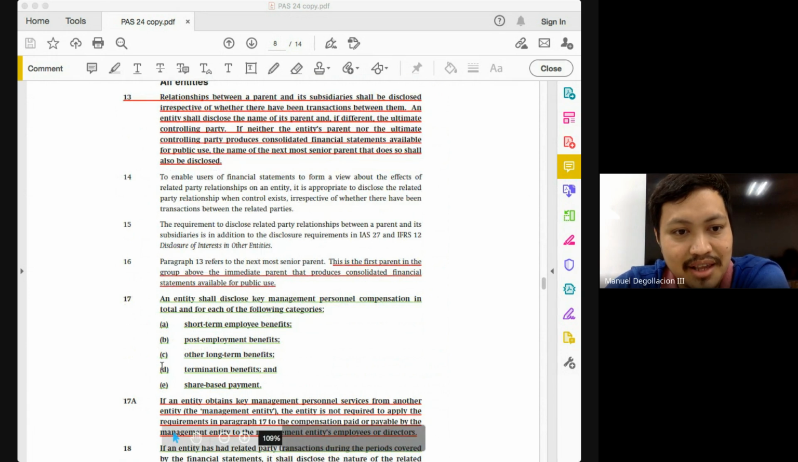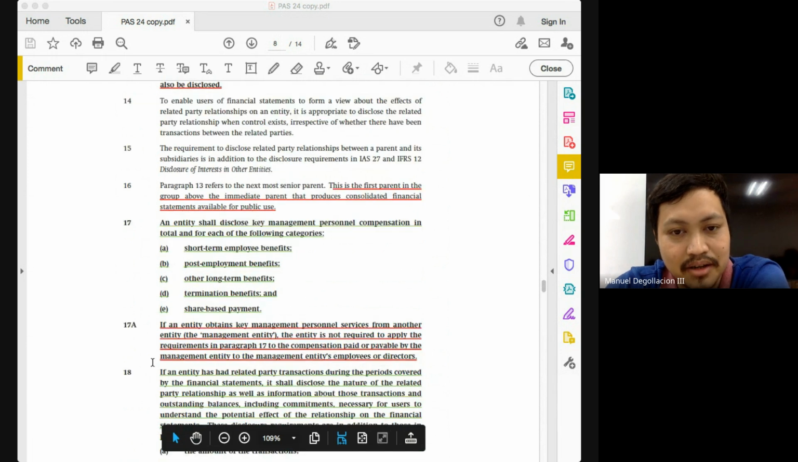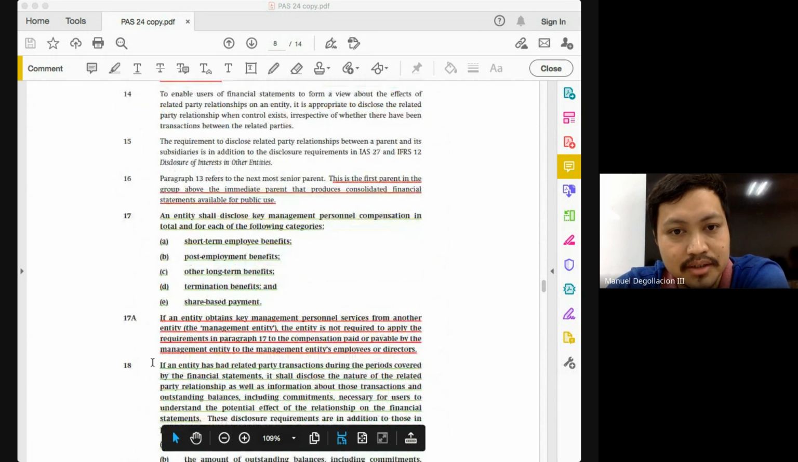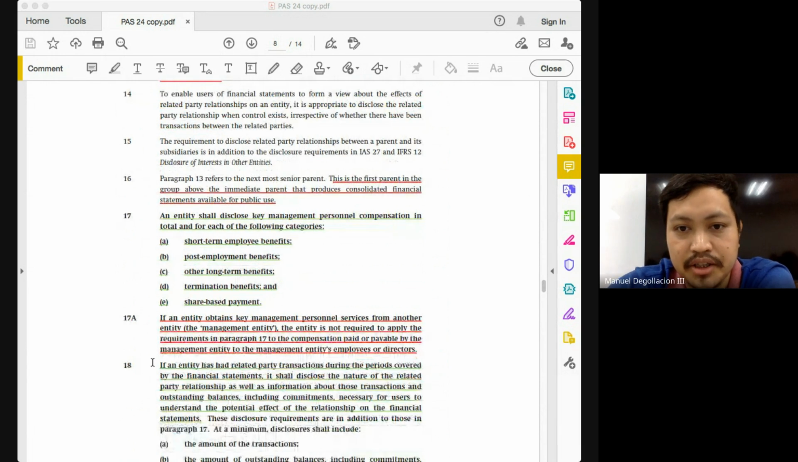Okay, so paragraph 17. These are what are required to be disclosed, class. An entity shall disclose key management personnel compensation in total and for each of the following categories: short-term employee benefits, post-employment benefits, other long-term benefits, termination benefits, and share-based payments.